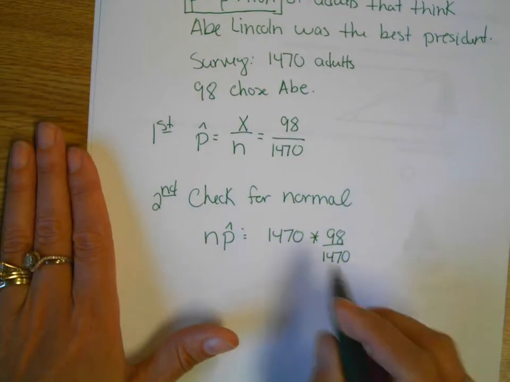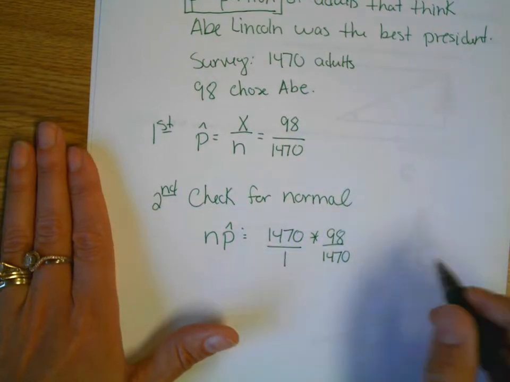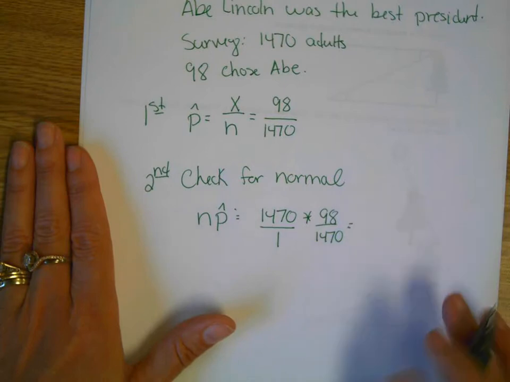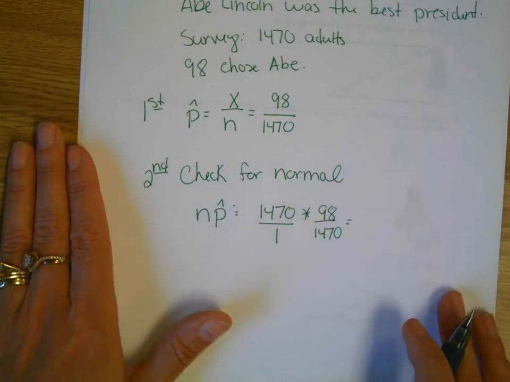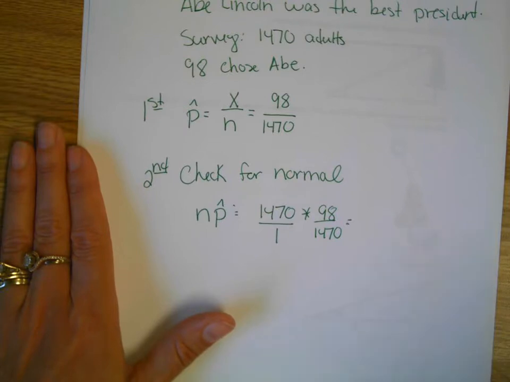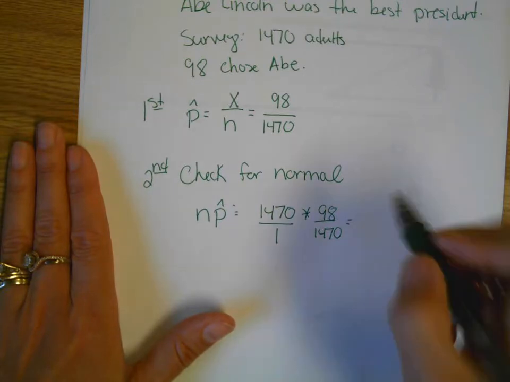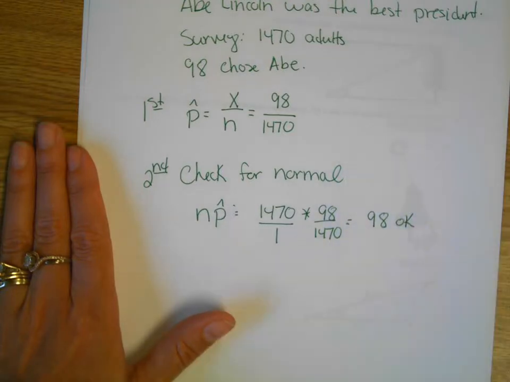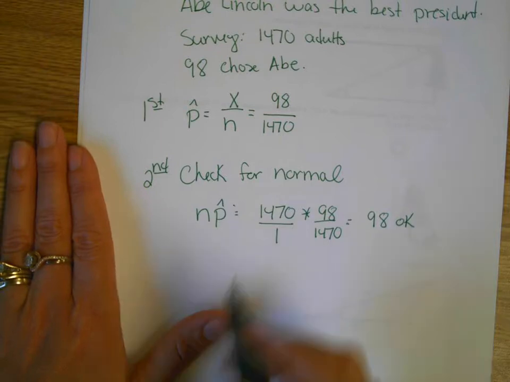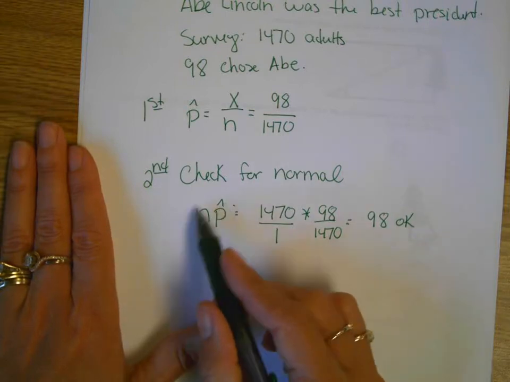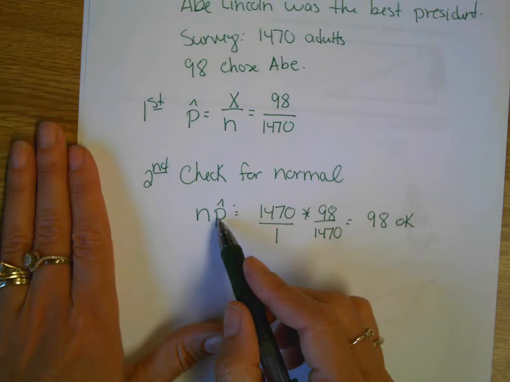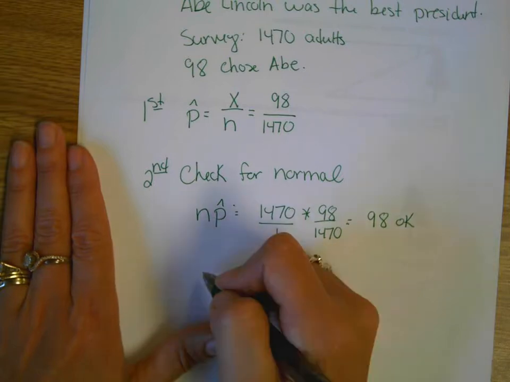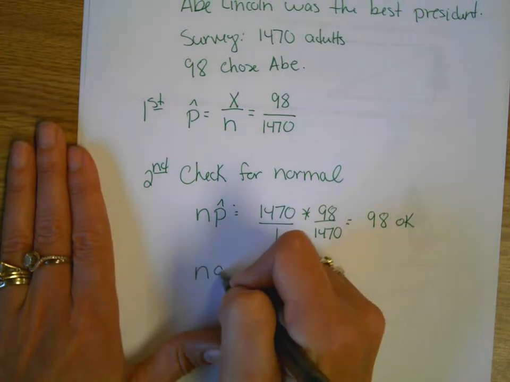So what are we actually finding when we multiply n times p hat? The number of successes. If your number of successes is greater than or equal to 5, then you check the number of failures, which we'll find out. So 98 is okay. It cancels out. So when they said do n times p hat, the end result is the number of successes. Now we check n times q hat.